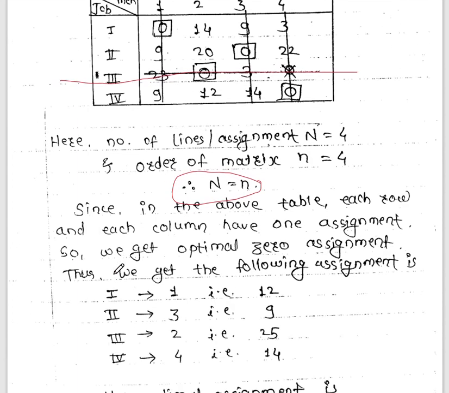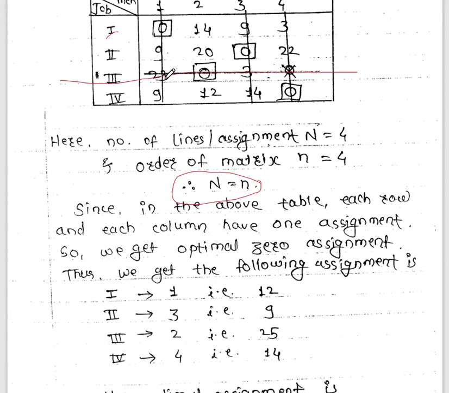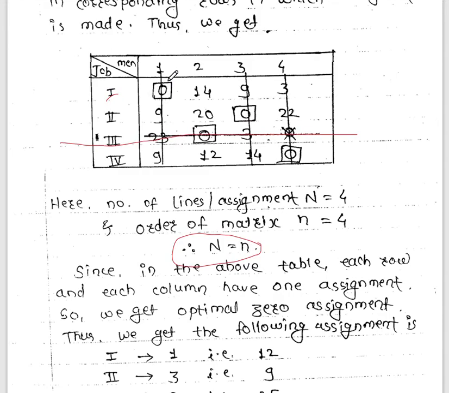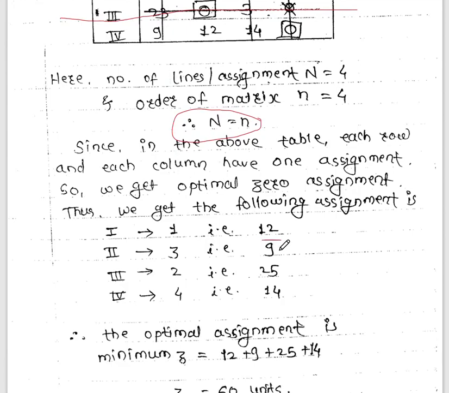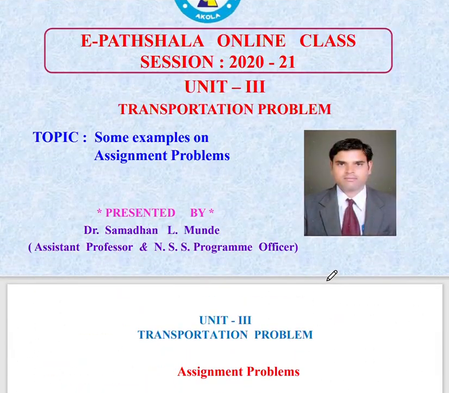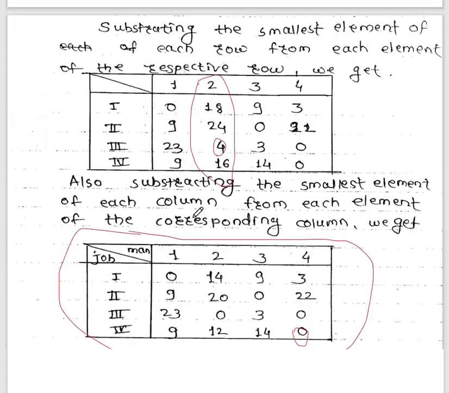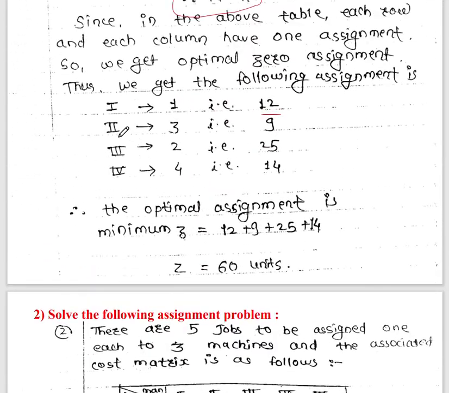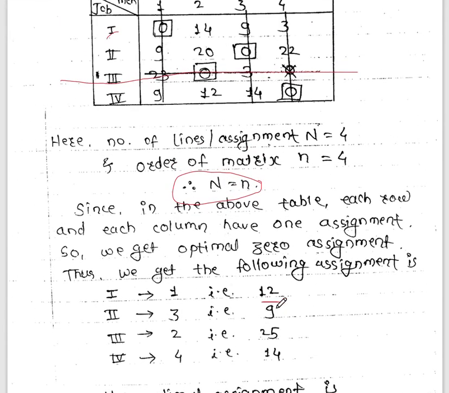Okay, so first job is assigned to first group, and the number of persons is 12. If you go to the original problem, the first job is assigned to first group and the number of persons is 12. Okay, so therefore the first assignment is first job assigned to first group, and the number of persons is 12. Second job is assigned to third group, third column.